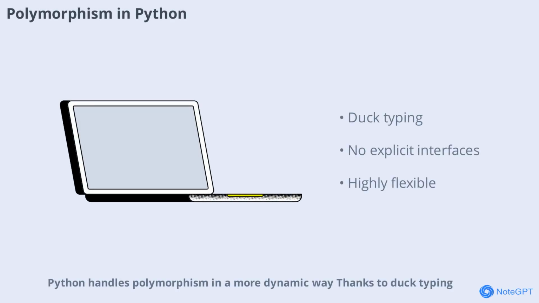Python handles polymorphism in a more dynamic way. Thanks to duck typing, Python doesn't require explicit interfaces or base classes. If an object implements the required methods, it can be used wherever those methods are expected. This makes Python code highly flexible, though it also places more responsibility on the developer to ensure correctness.